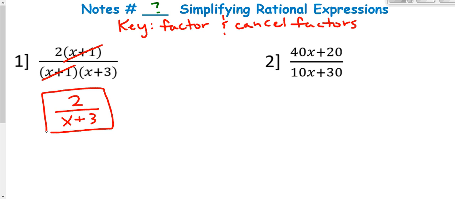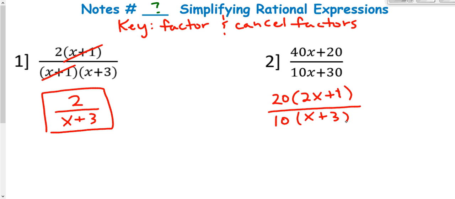Let's take a look at number 2. Now, it's not ready to reduce or cancel yet because it's not factored. Remember, factored means just a product of things multiplied together. So what could we do to factor the numerator? Well, we could factor a 20 out of both terms, and that would give us 20 times 2x plus 1. And how about that denominator? We could factor a 10 out of both terms, and we would have 10 times the quantity x plus 3. Now you could think of, even if you don't write it, you could think of the numerator as 10 times 2 times 2x plus 1.